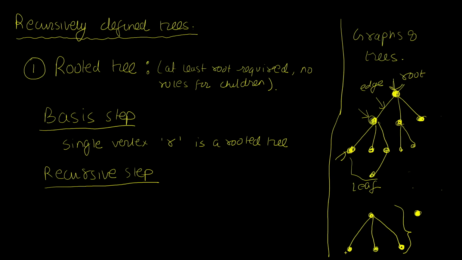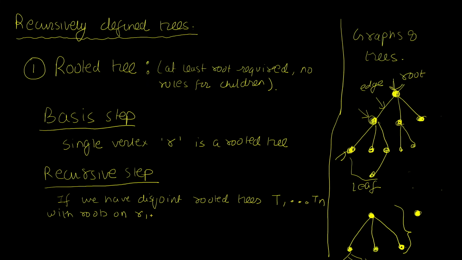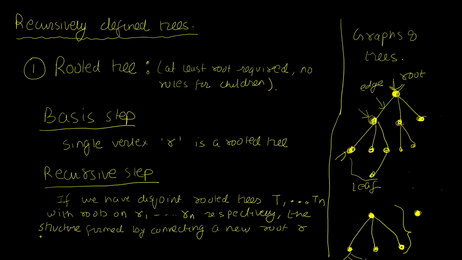And let me repeat that again. You could take any number of existing trees. Okay. So these could have children of their own. That doesn't matter. And you should connect the new root element to the root of the previously existing trees. And if you do that, the resulting structure is also a rooted tree. So let's mention that definition. If we have disjoint rooted trees T1 to Tn with roots R1 to Rn respectively, the structure formed by connecting a new root R with all of the existing roots R1 to Rn is also a rooted tree.